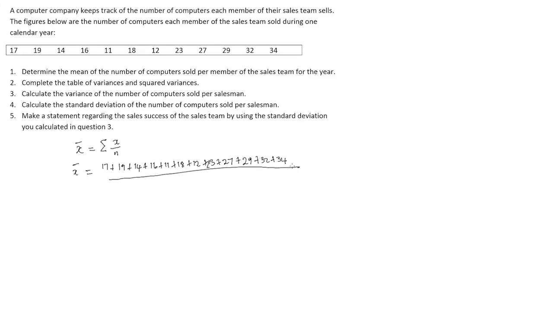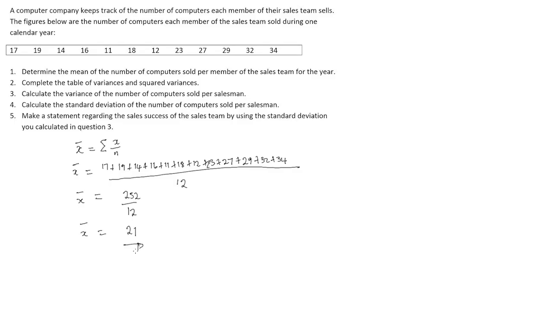Now remember, your n is the number of items, so we have 1, 2, 3, 4, 5, 6, 7, 8, 9, 10, 11, 12. We have 12 items, and it will be all over 12. Now we have to add them up. If we add up all those numbers, it will give us 252 over 12. And then we can get our answer, which is the mean is equal to 21.